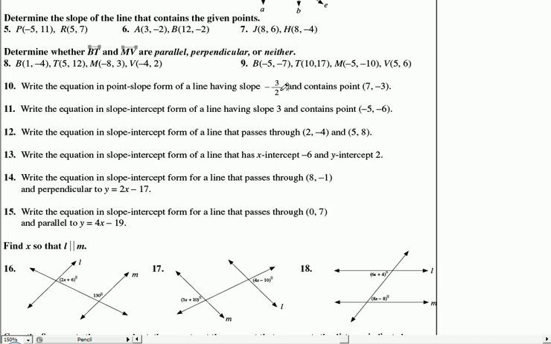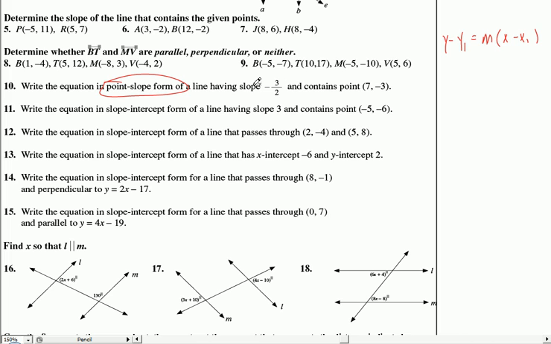So point slope form right there is this. It's y minus y1 equals m times x minus x1. Something that you have to know. I'm not going to write it down for you, okay? You need to know what that is. So let's just do this problem with that equation right there.